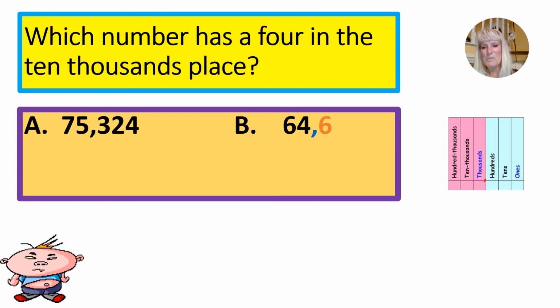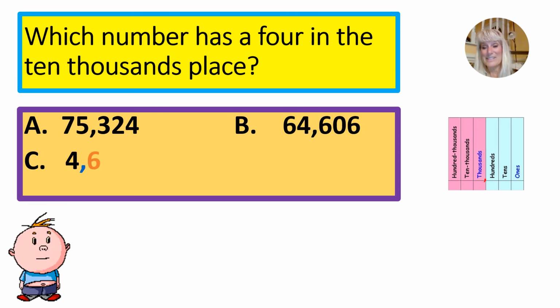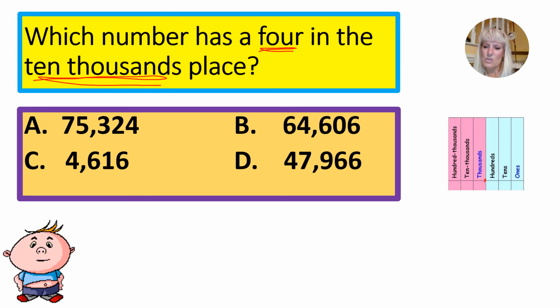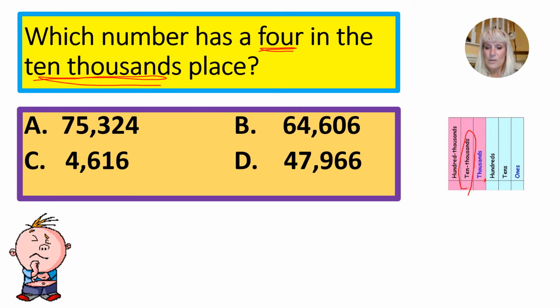Because it says which number has a 4 in the 10,000s place. And I did try to trick you here. So let's take a look. I need the number 4 in the 10,000s place. So if I'm looking at the 10,000s place, I can see it's 2 over from the comma. So this is not it, this is not it, this is not it, this is not it.